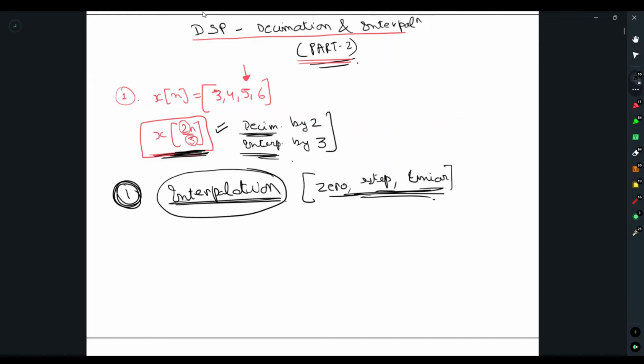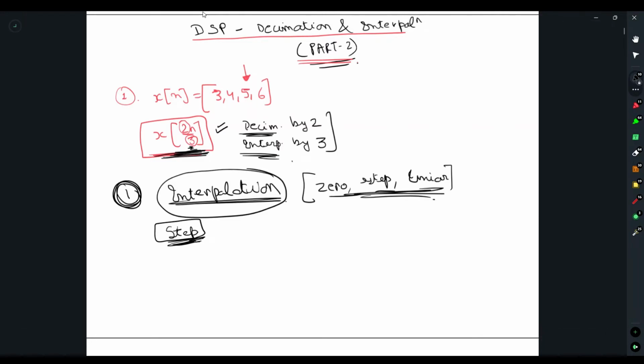So let us first do an interpolation by 3. As given in the question, we have to interpolate by 3, and we will assume step interpolation. Now let us revise what step interpolation was. It was discussed in the previous video. Please refer to the notes you must have made in the previous video. But even if you haven't made any notes, I will discuss step interpolation again here.